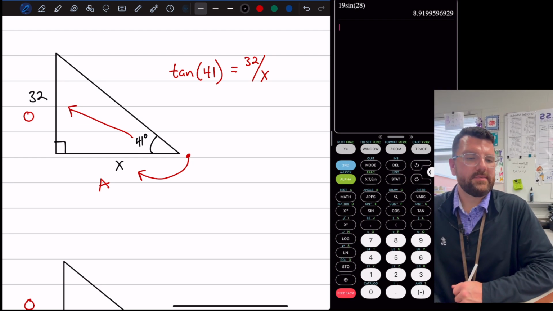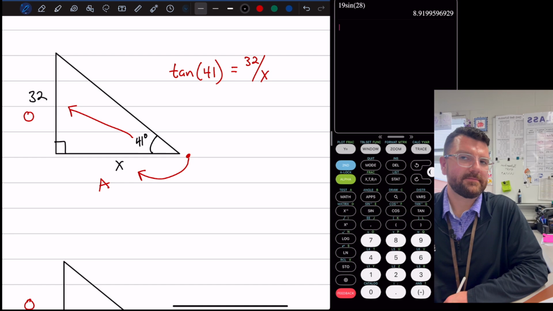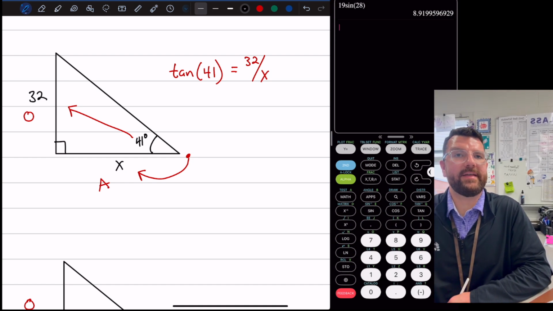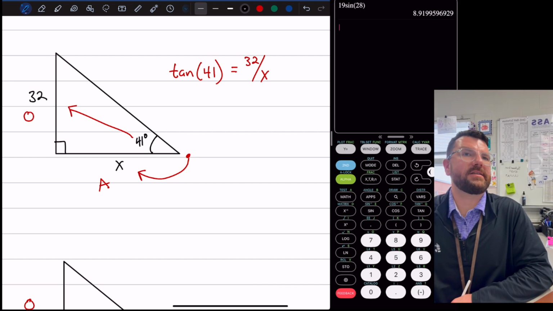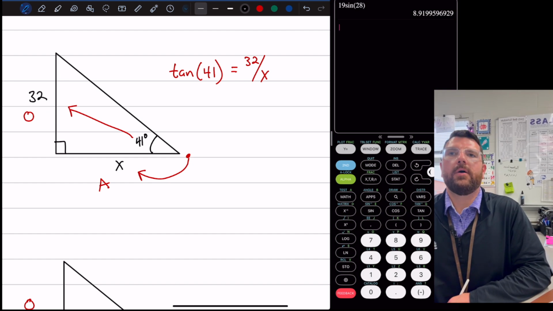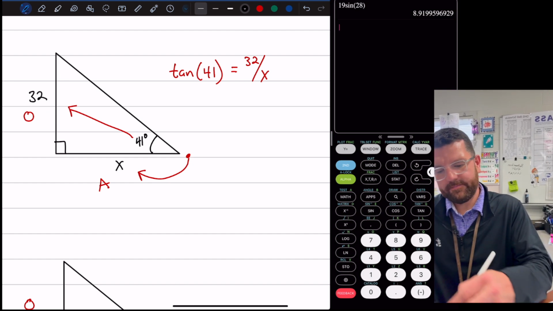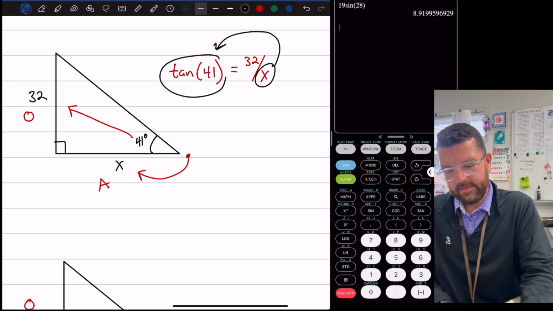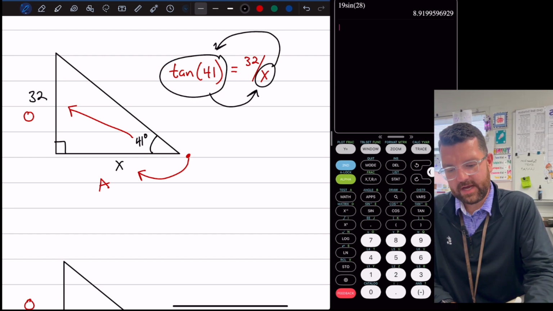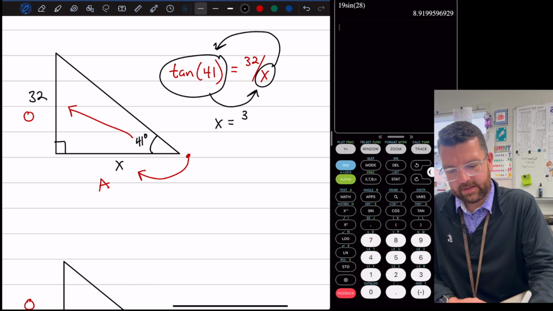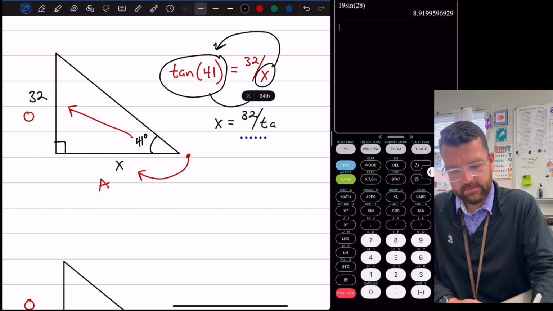What's happening to the x? It's kind of a trick question. Nothing's happening to the x right now. The x is actually dividing 32, right? The x is doing the work. We want to give the x a break. And we're going to do that by taking the x and swapping it with the other side of the equation. So our problem is now going to look like x equals 32 divided by the tangent of 41.